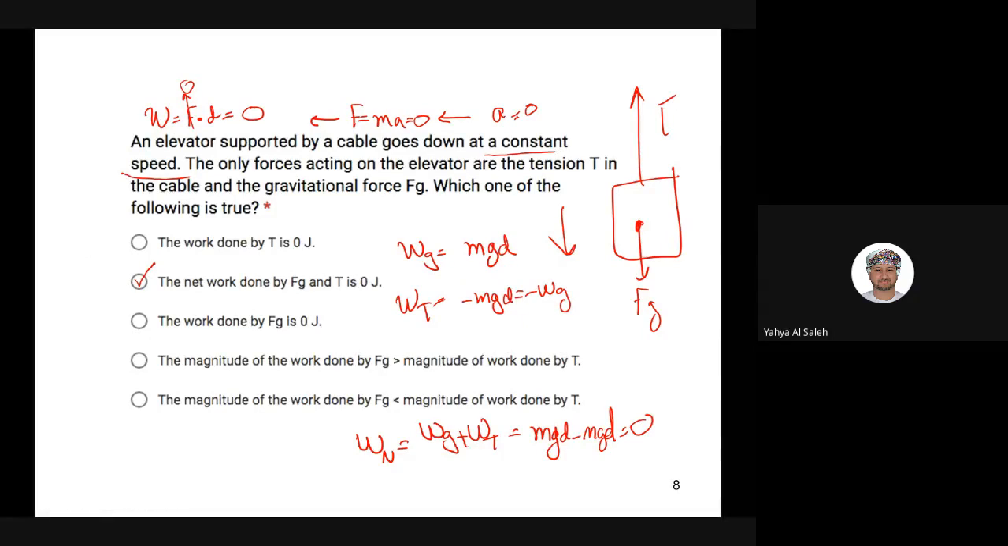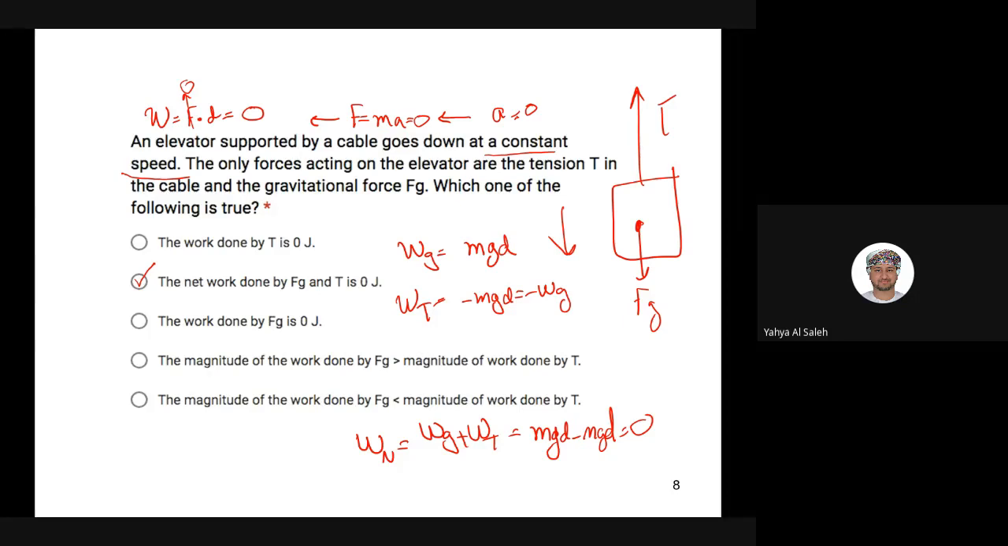If we have an elevator that is supported by a cable and it goes down at some constant speed, the only forces acting on the lift are tension from the cable and gravity downwards. Which one is true? The work done by T is 0 joules. The net work done by Fg and T is 0. The work done by Fg is 0. The magnitude of the work done by one is more than the magnitude done by the other.